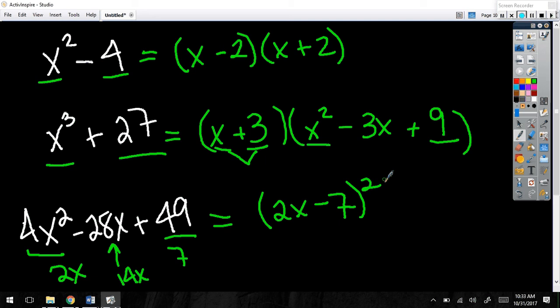Is that all we're on? One more pattern. Well, this next one. Wait, so which pattern is that? This is a difference of two squares.